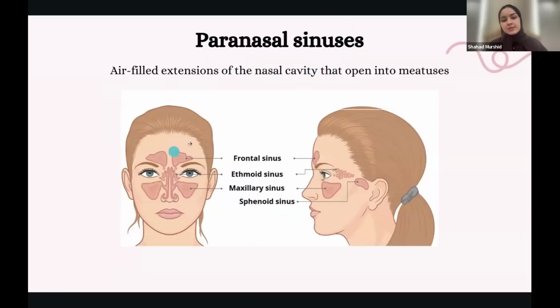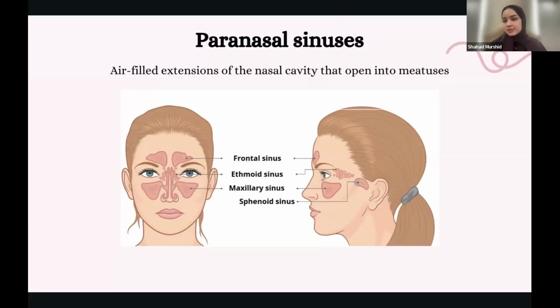Paranasal sinuses are basically air-filled extensions within your nasal cavity, and they're all named according to the bone in which they're found. So you have the frontal sinus in the frontal bone. You have the ethmoid sinus in the ethmoid bone. You have the maxillary sinus, which is here, your upper cheek, in the maxillary bone. And then you have your sphenoid sinus over here.